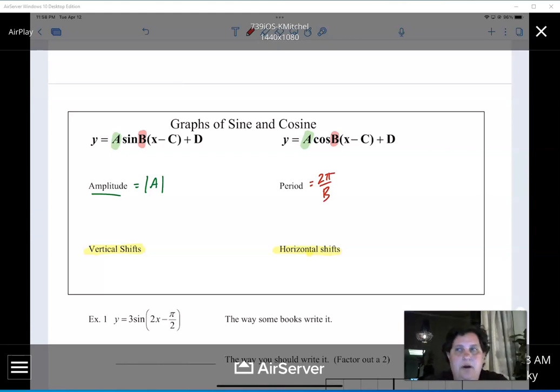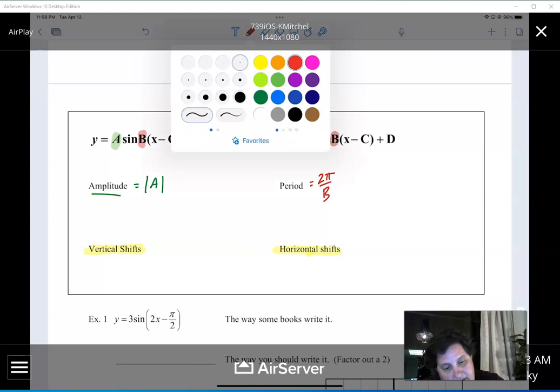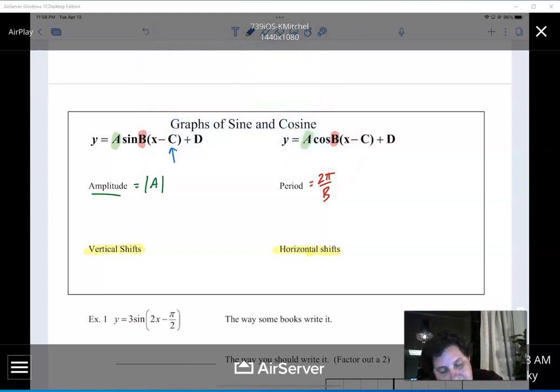Now this other part, you guys will remember this from regular transformations. We talk every time we do graphing about transformations, right? Left, right, up, down. Okay, inside here, all right, the C, this is like left, right. Okay, so that's your horizontal shift.